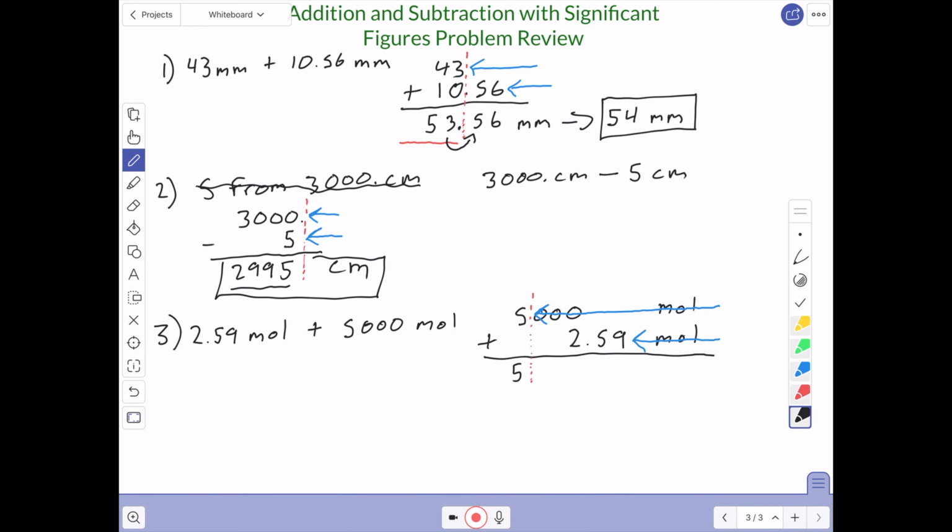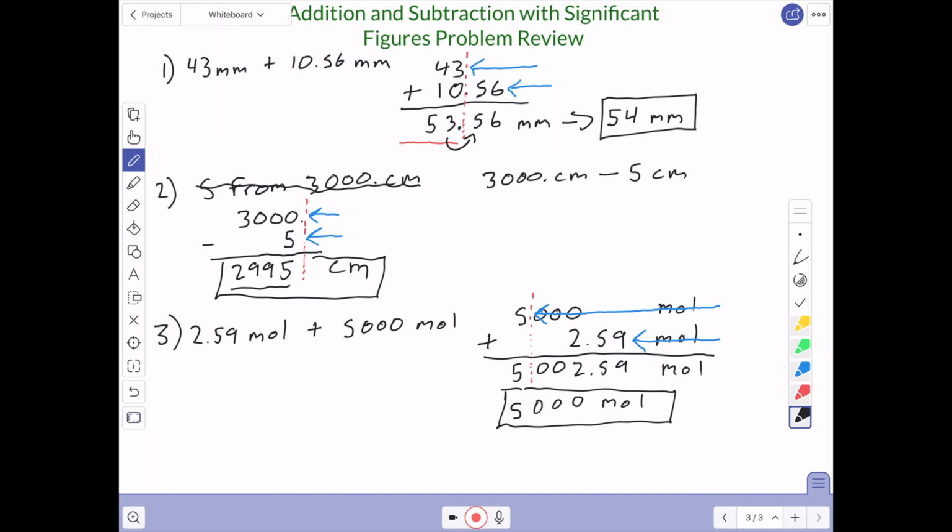5, 0, 0, 2.59 moles. Well, we're rounding here, right? Now we do our addition. So this rounds to 5,000 moles. That's our final answer.